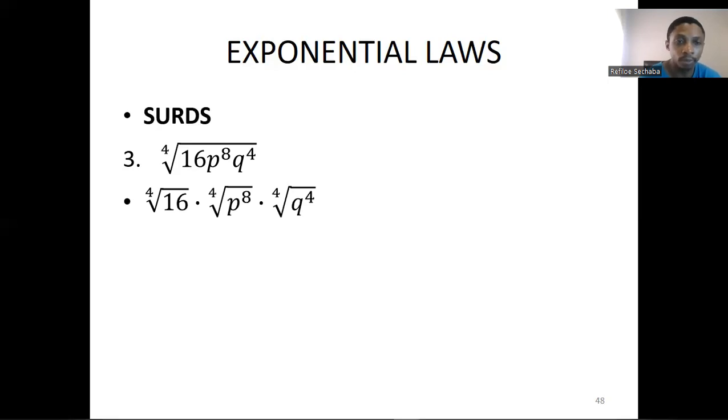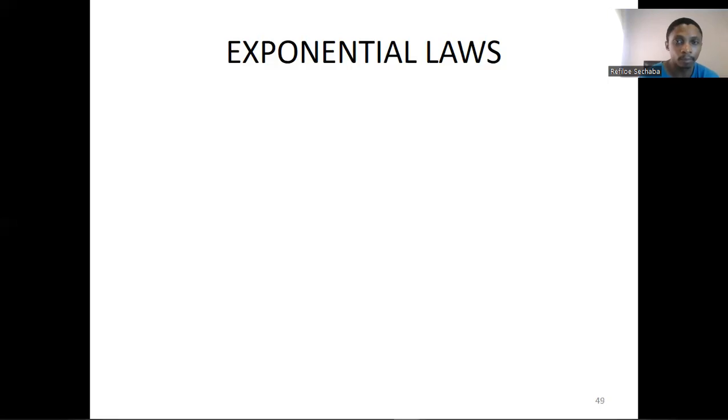How did I get 1? I divided the 4, which is the exponent of q, by the root, which is the fourth root in this case. You end up having 2p squared q. That will be your final answer. Try this.